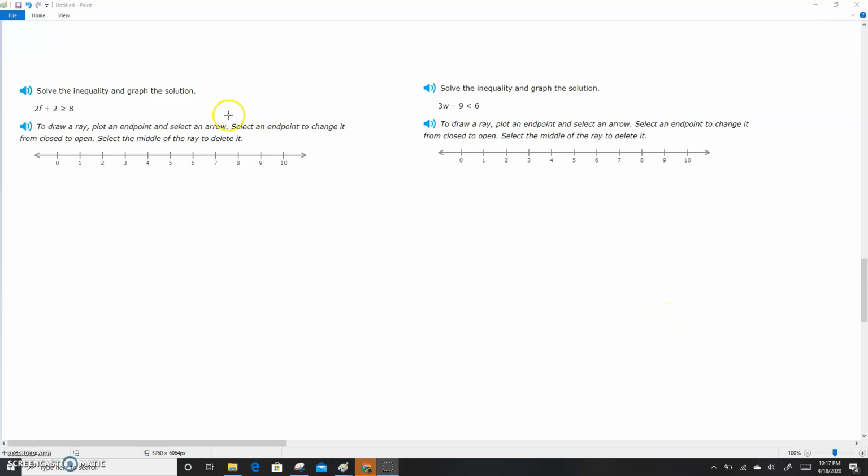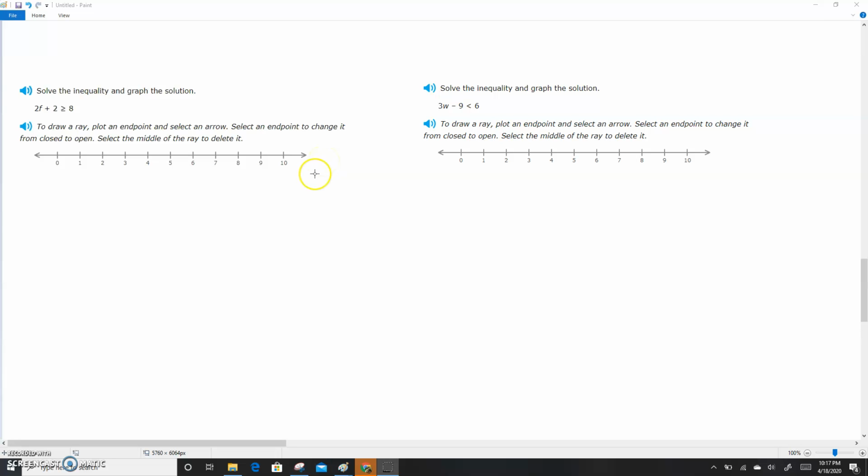Hello. Today we're going to talk about graphing or plotting the solution to two-step inequalities. Now there's two things we're going to be doing here today. We're going to be solving inequalities, and then we're going to be plotting their answers on a number line.